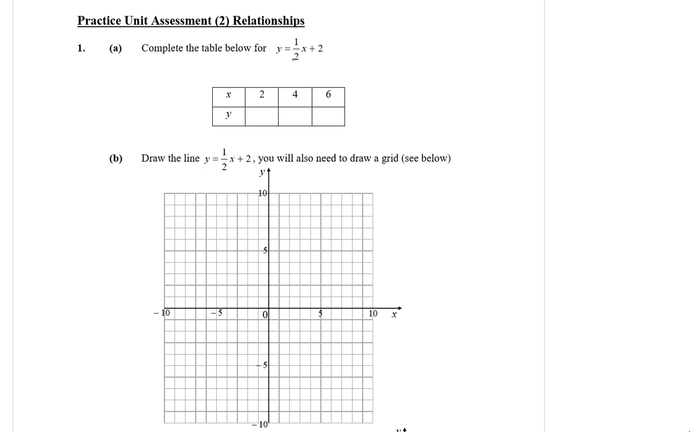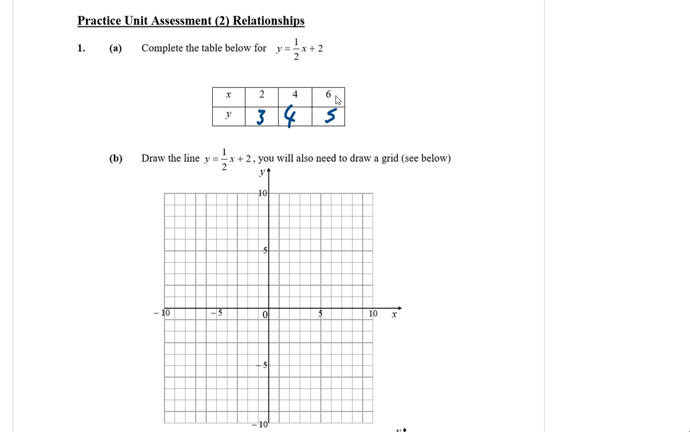So all we're doing is substituting the value of x into the equation to see what it spits out as y. So 2 times a half is just 1, plus the 2 is the 3. 4 times a half is 2, plus the 2 is 4. And then 6 times a half is 3, plus the 2 is 5.